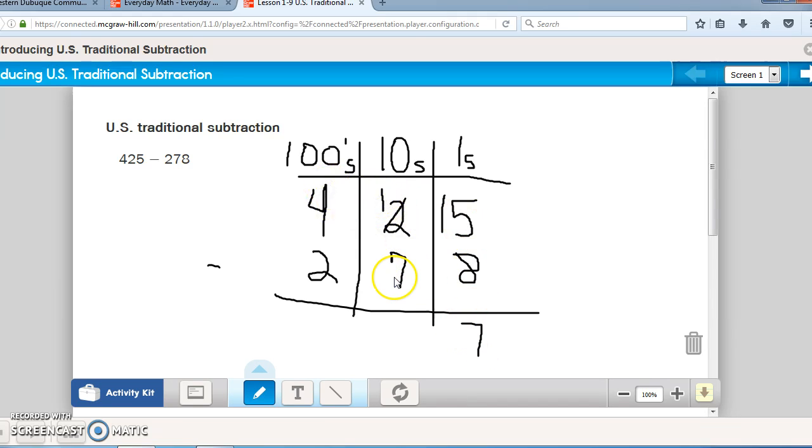Again, 1 minus 7 we cannot do, so we're doing a column at a time. We take 1 away from 4, which is 3. We put that 1 in front of the 1 that we had. 11 minus 7 is 4. And 3 minus 2 is 1. So your answer is 147. Those are the steps that you take to complete that problem.